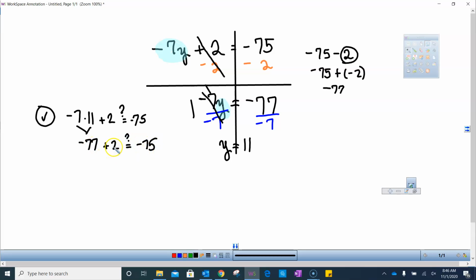Well, I have a negative and a positive, and I'm putting them together, so I have to sing. Same signs, add. Different signs, subtract. They're different. So I'm going to take 77 minus 2, which is 75. Keep the sign of the higher number. It's negative. Then you'll be exact, and they are the same. So your check for positive 11 worked. 11 is the solution to this equation.